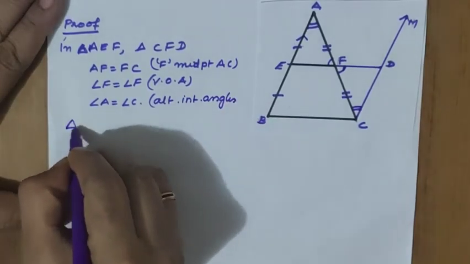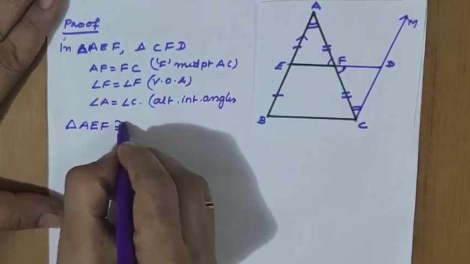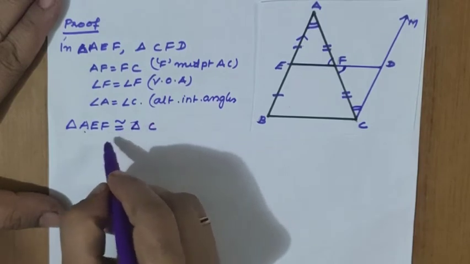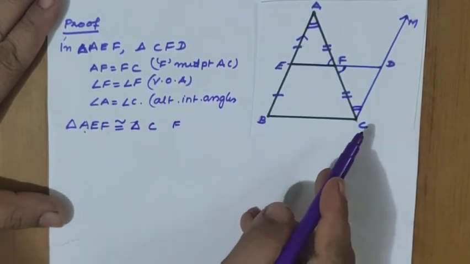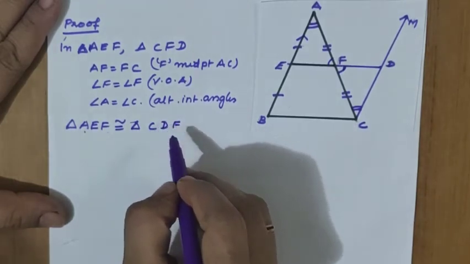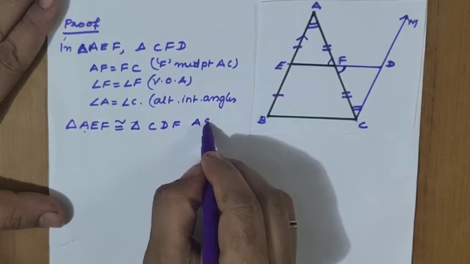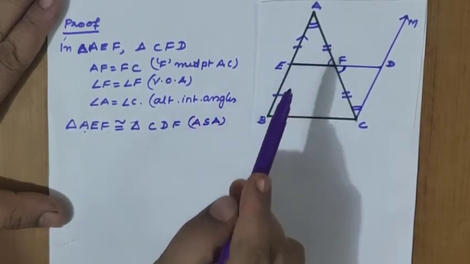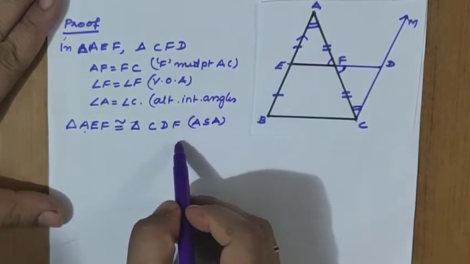So triangle AEF is congruent to, what is the order for A? It is C. What is the order for F? It is also F. So what is left now? The letter in the middle, so CDF. The criterion is ASA. If you check, S is the included side. So now we got triangle AEF congruent to triangle CDF.